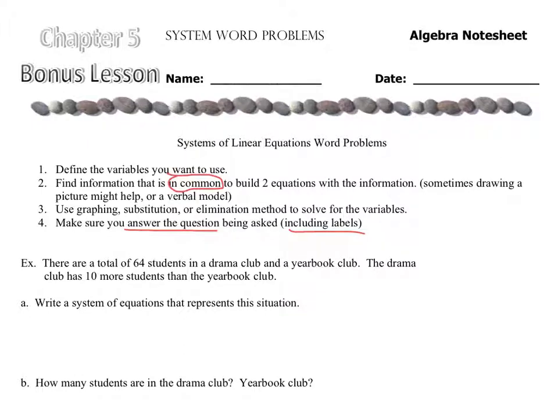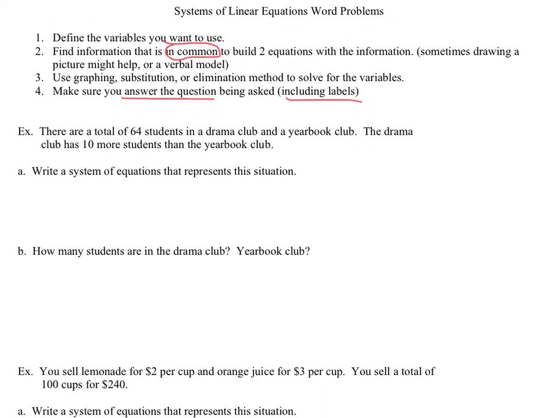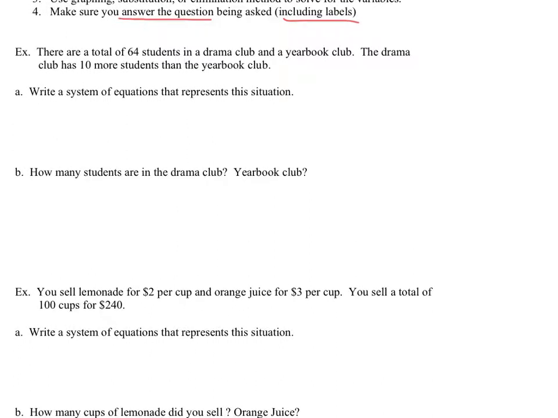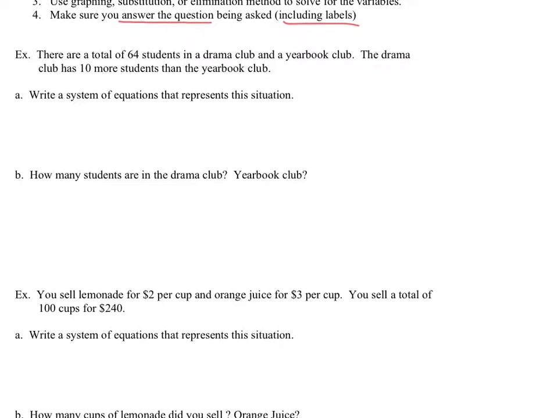So let's just do a couple of examples. So the first one. There are a total of 64 students in a drama and yearbook club. The drama club has 10 more students than the yearbook club. So first, let's define what we think are going to be our 2 labels. We're going to use x and y. I'm going to say that the drama club is going to be represented by x. The yearbook club students will be represented by y. So that's me defining those 2 things.